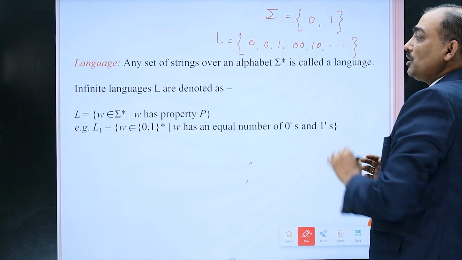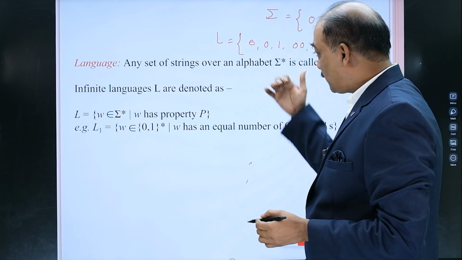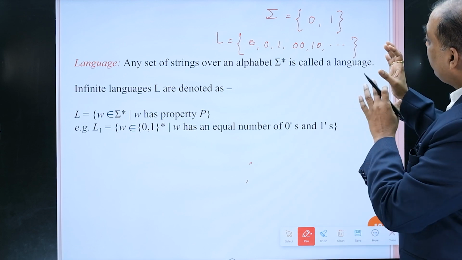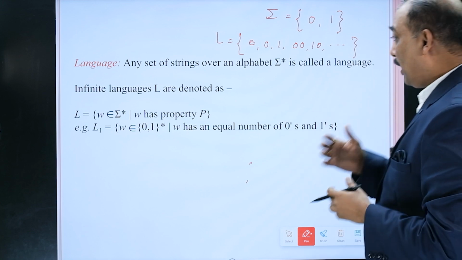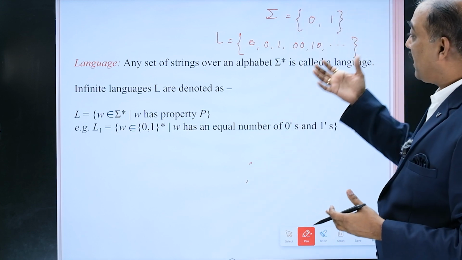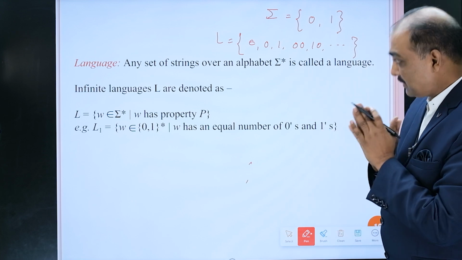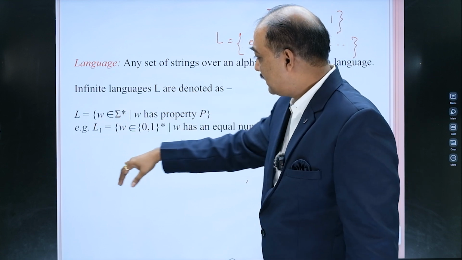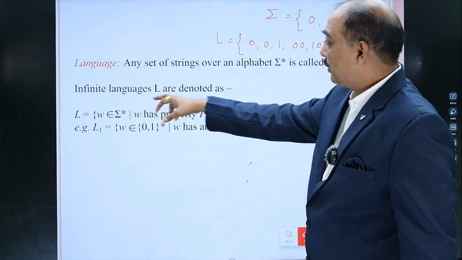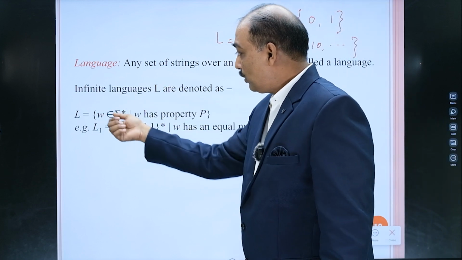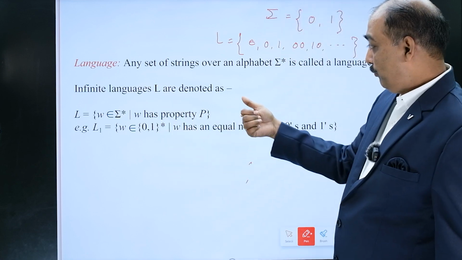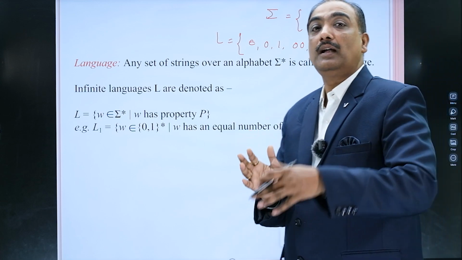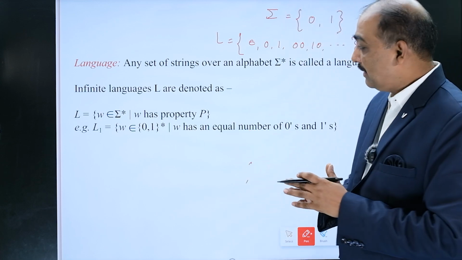Okay, so the formal definition of language says that any set of strings over an alphabet, a subset of sigma star, is called a language. I'm not commenting whether it is finite or infinite. But if you apply certain constraints on this, it might become a finite language. Let's take another example of a language, an infinite language L, which is equal to {W belongs to sigma star such that W has a property P}. I'm going to apply a certain property on the language, ultimately on the strings present in that language.